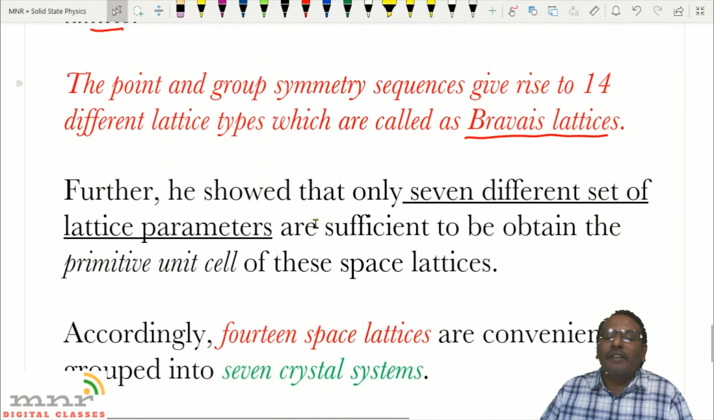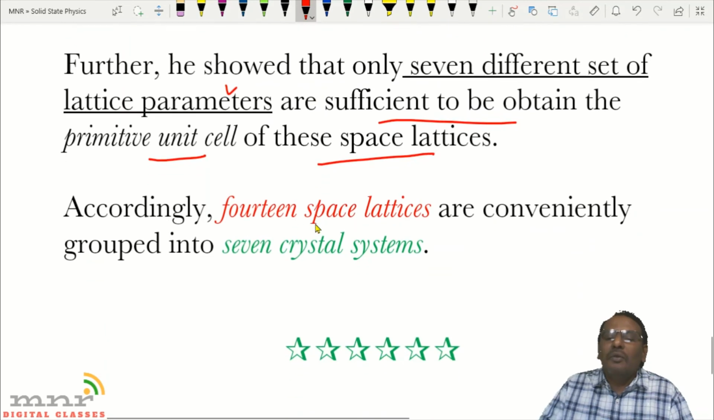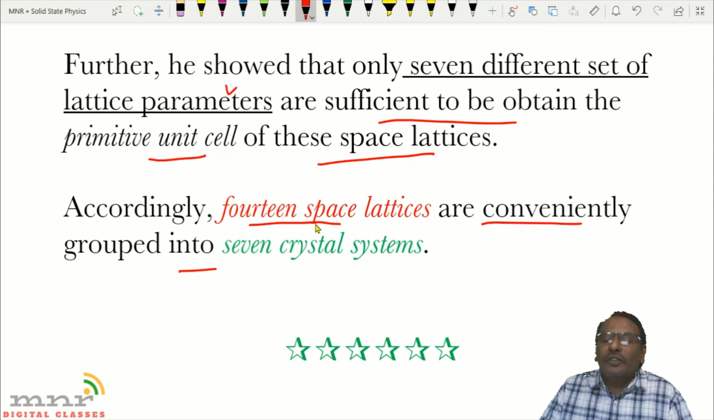Further, on the basis of mathematical analysis, Bravais showed that these 14 space lattices can be grouped into only 7 crystal systems. That is, we can group them into 7 different sets of lattice parameters, and these 7 sets of lattice parameters are sufficient to obtain the primitive unit cell for any space lattice. Accordingly, we have 14 space lattices which are conveniently grouped into 7 crystal systems.